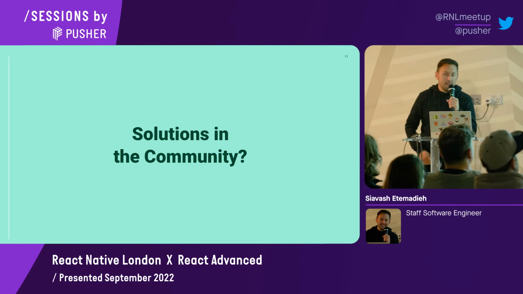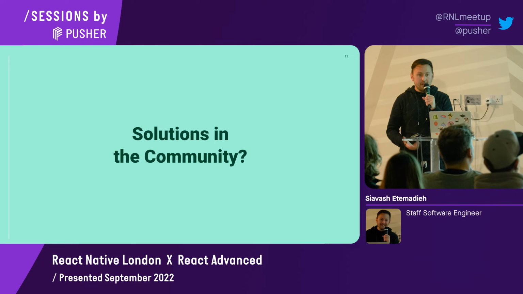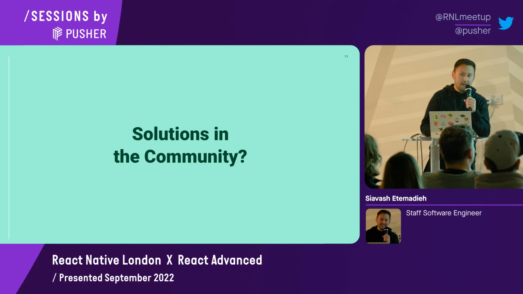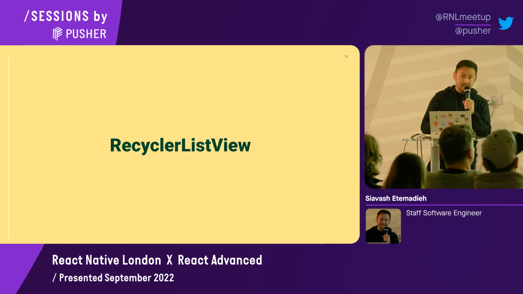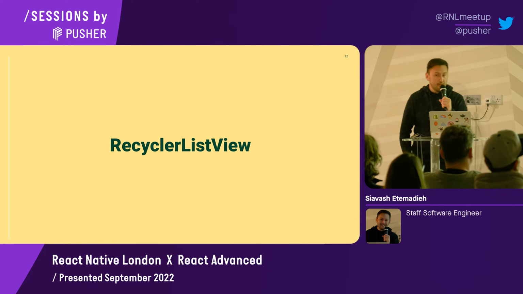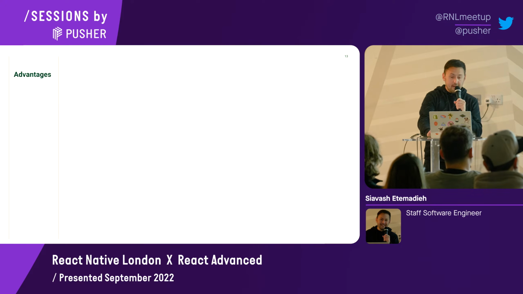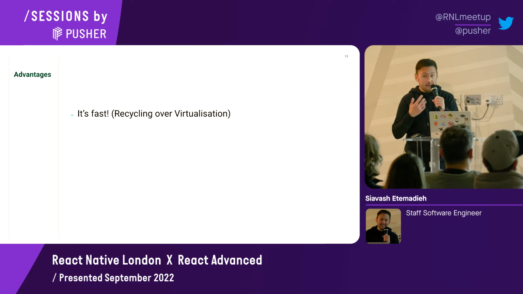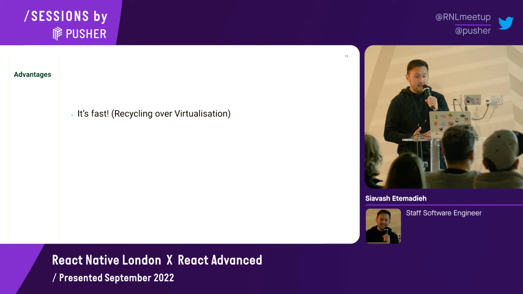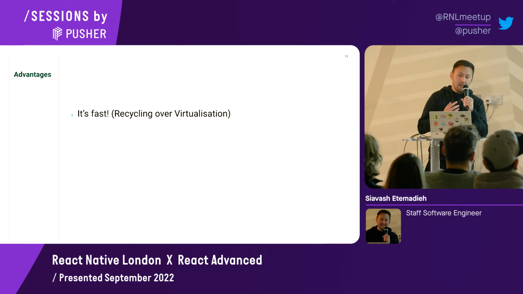So the first thing we did was we looked to the community, and there's already a lot of great libraries that do all sorts of things on React Native. But was there a solution for lists? And it turns out there was. There's a library called RecyclerListView, and we tried it, and it turned out to be super fast, really fast. One caveat would be it took a lot of configuration.